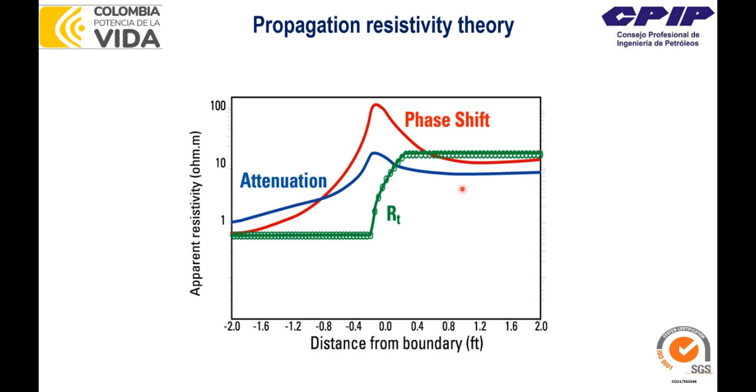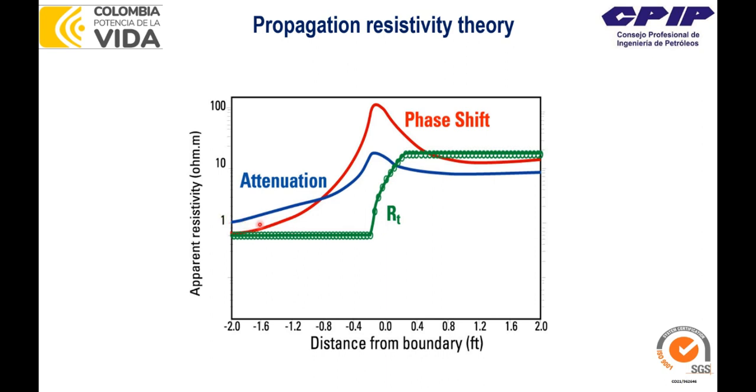But in most cases, it's fair enough just to consider that one of the curves, I would say the medium phase shift resistivity, is really close to the true formation resistivity. As you see here, the green line is the true formation resistivity. It was something like 1 ohm meter, and then it increased to almost 20 ohm meters. And look at these two curves. They almost never read the RT.